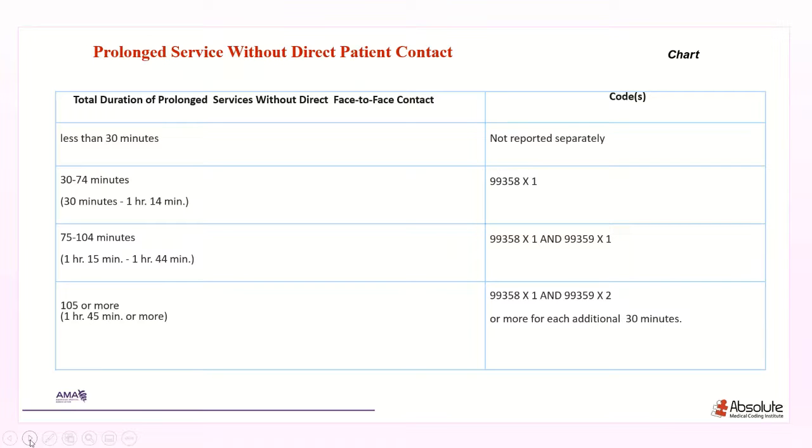And here is our chart. Okay, this is our timetable for when we're dealing with a prolonged service without direct patient contact. If it is less than 30 minutes, keep in mind that that is not reported separately. 30 to 74 minutes is reported with 99358, 75 to 104 minutes, 99358 and 99359, and 105 or more would be 99358 times 1 and 99359 times 2, or possibly more for each additional 30 minutes.